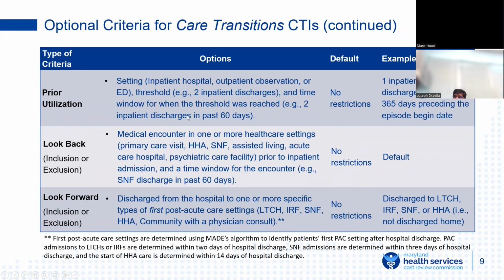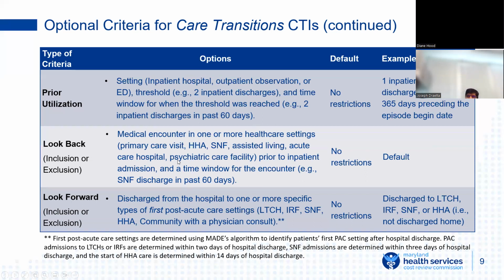All right, so continuing with the optional criteria, one of the criteria you can specify is prior utilization. This involves specifying a time window with which to look back from the inpatient hospital discharge that's triggering the episode, and looking back for some combination or individual number of inpatient hospital stays, outpatient observation stays, or ED visits. You can specify a threshold greater than 0. The higher that threshold is, obviously, the lower the episode volume will be.